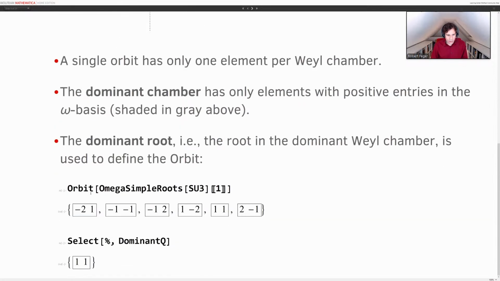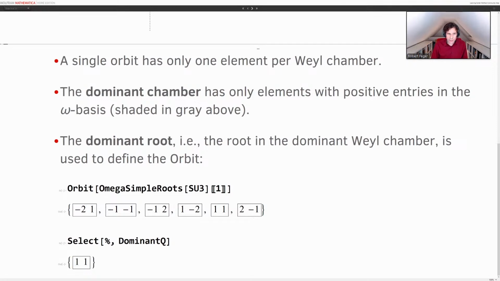So let's see how this works. We build up the orbit out of one of the simple roots again, and then we select the dominant root out of this orbit. And you see here, this is the dominant root, and it has only positive entries. In fact, it's the only one that has only positive entries. And this is a very nice property because you can use just the dominant weights, dominant roots, instead of having all of them. And in the end, you're just building the orbit out of that.